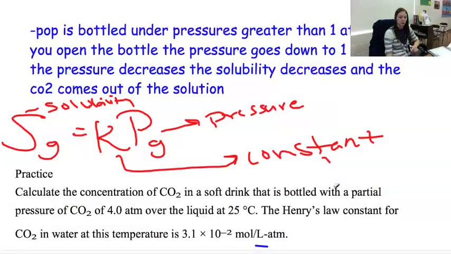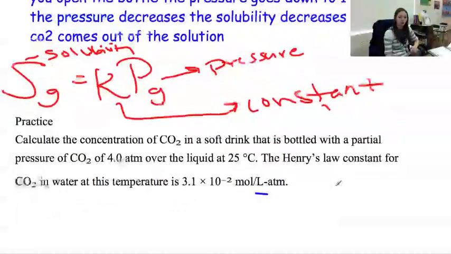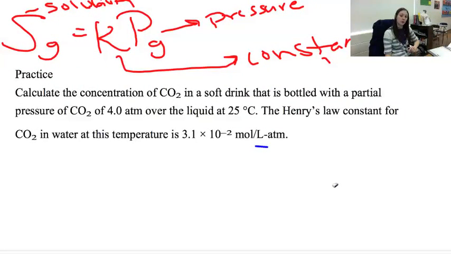So let's look at an example here. It says calculate the concentration of CO2 in a soft drink that was bottled with a partial pressure of CO2 of 4 atmospheres over the liquid at 25 degrees. The Henry's law constant for CO2 in water at this temperature, and they give you the constant. They'll have to give you the constant. It's not always the same.